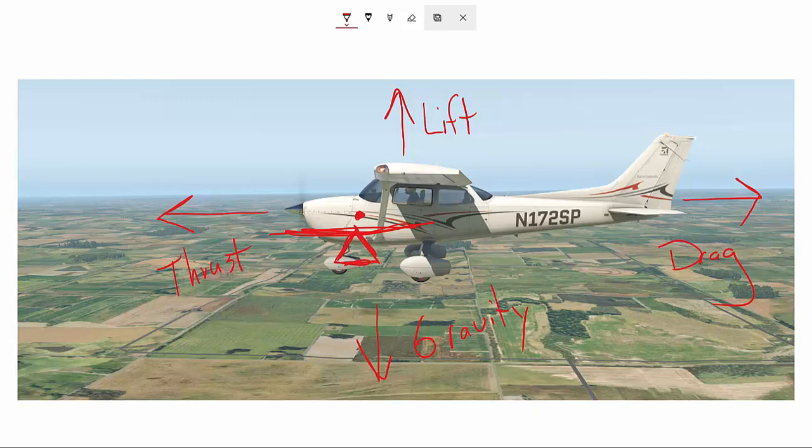And it's important to know where that center of gravity is because in flight, if that center of gravity gets too far outside of a safety envelope, we're going to end up with the plane trying to fly nose high or nose low and creating some very difficult situations, very dangerous situations.